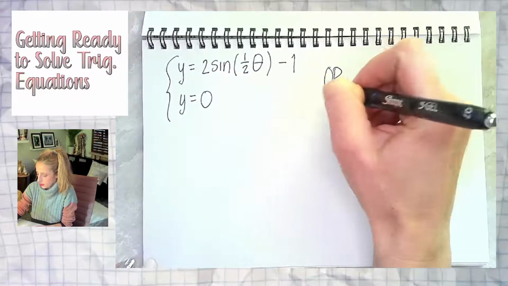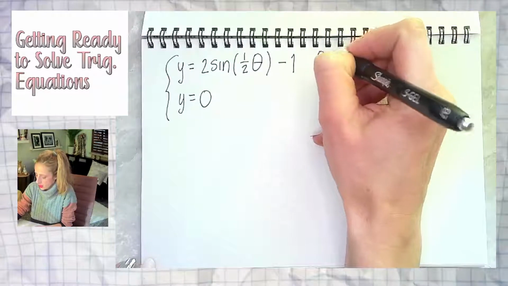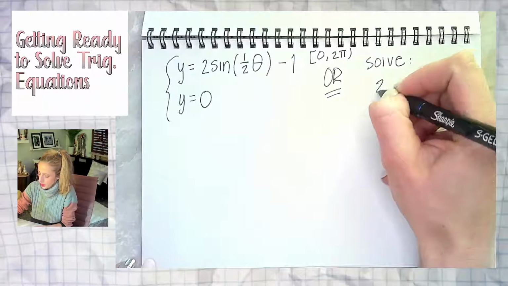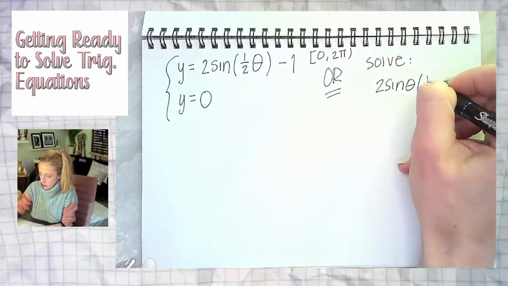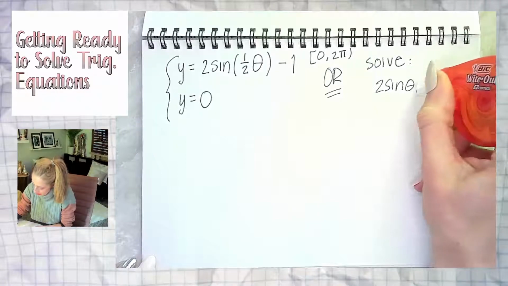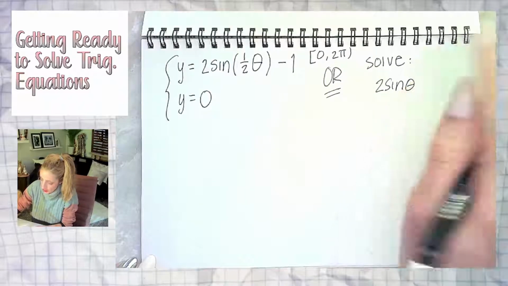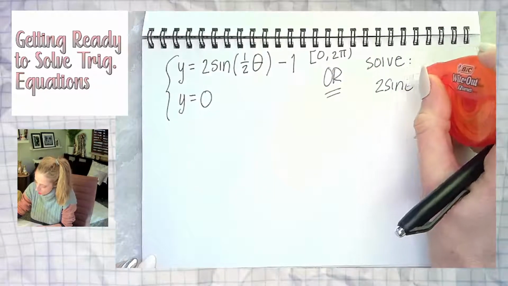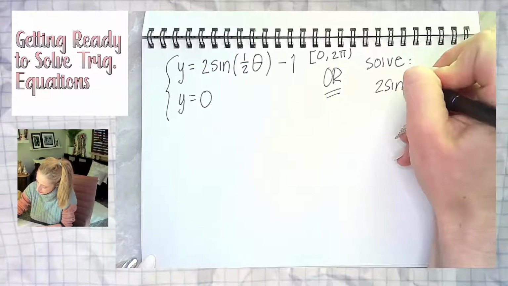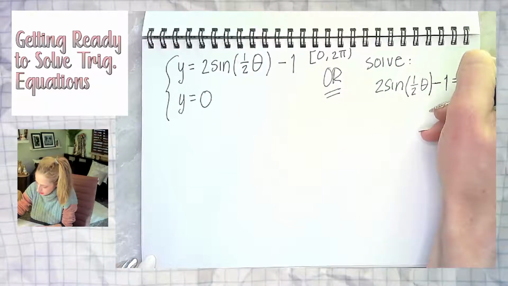Or solve, same idea. Either way, I'm looking between 0 and 2 pi only. Or solve 2 sine 1/2 theta minus 1 equals 0. So if that's the case, either way, if you were doing this, that would be your first step, more or less anyway. What should I do next? So 2 sine 1/2 theta minus 1 is 0.